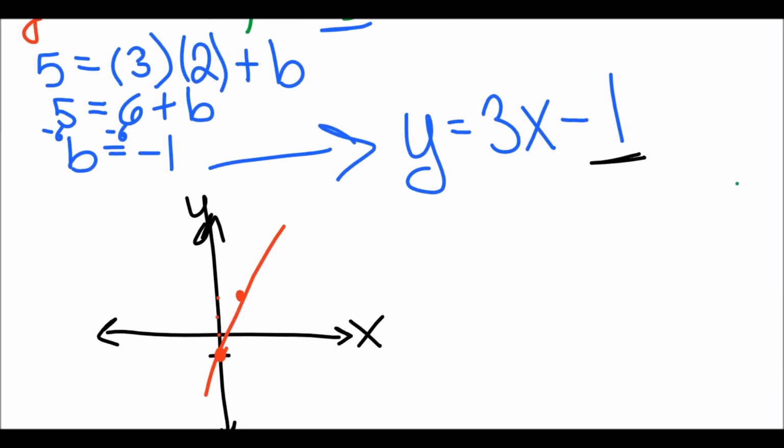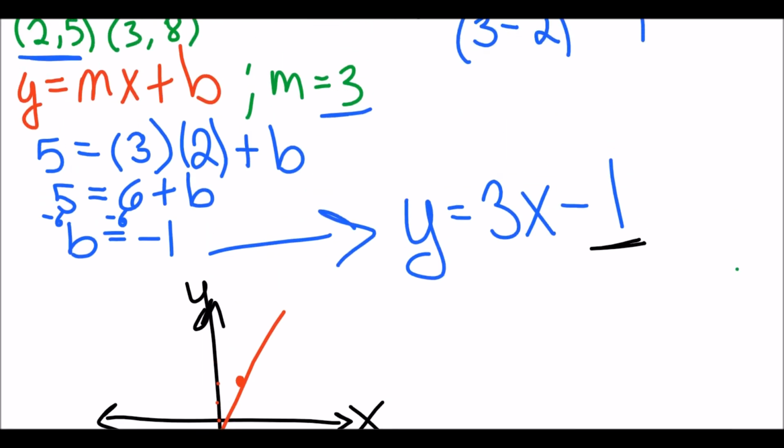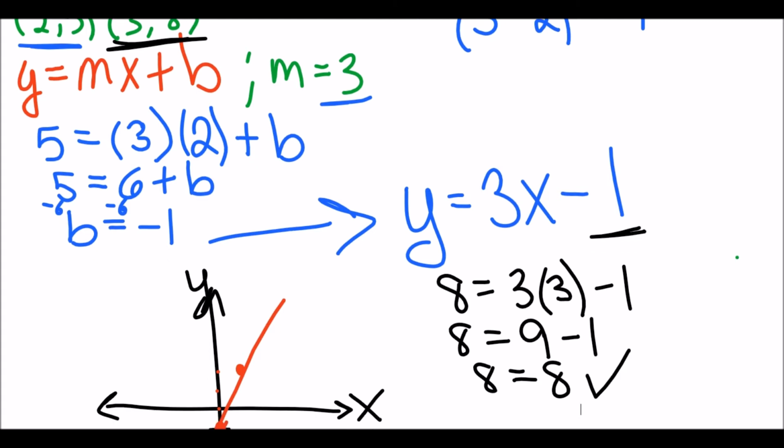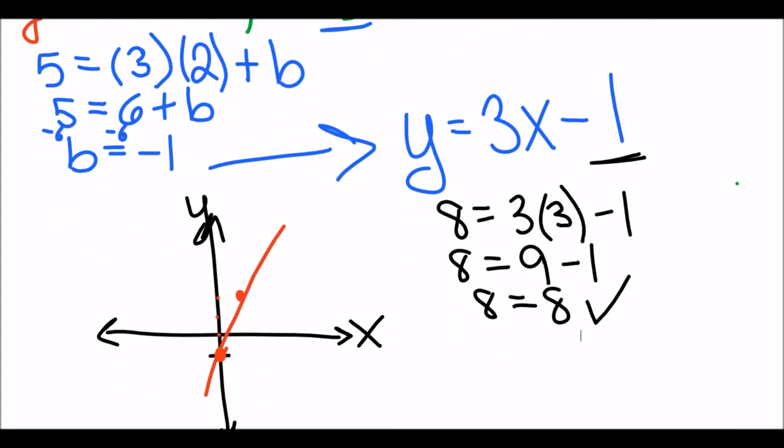So we knew our points, there they are, were 2, 5, and 3, 8. So let's test it now with this point. And there again, you don't have to do this step in your homework. This is just a way to show that our work is correct and that we did it right. So we're going to plug in 8 equals 3 times the x value of 3 minus 1. So we get 8 equals 3 times 3 is 9, minus 1, 8 equals 8. So we know this is right. So this is the exact same line as we got earlier.